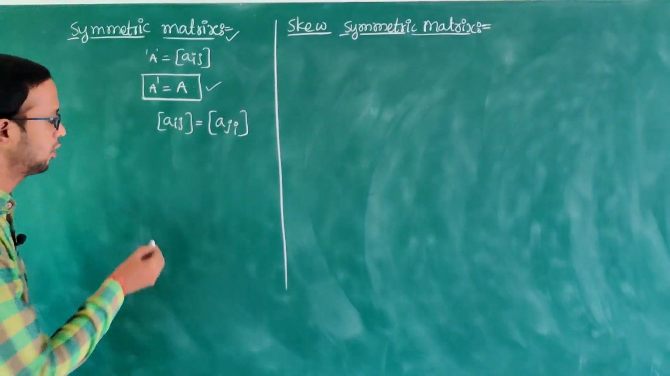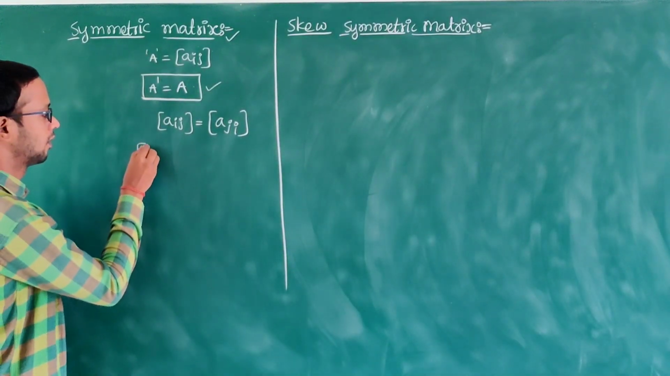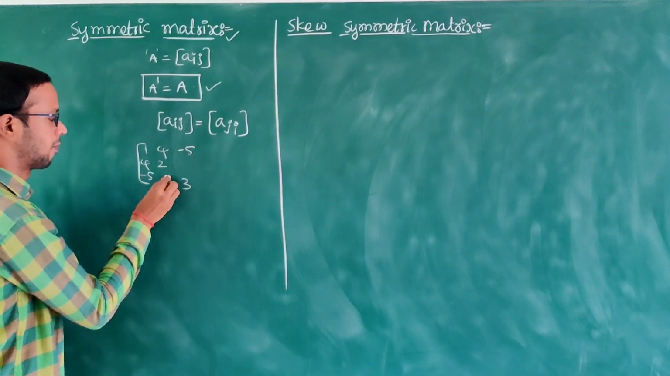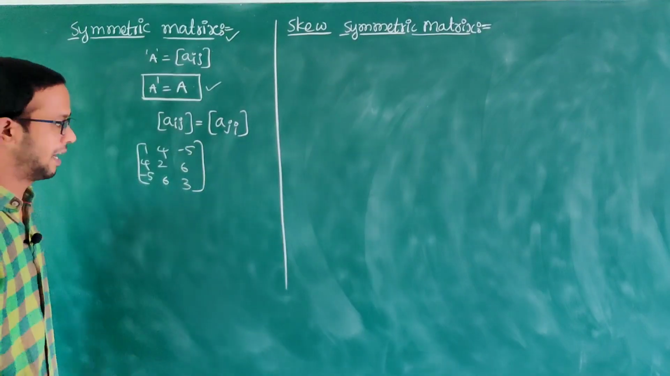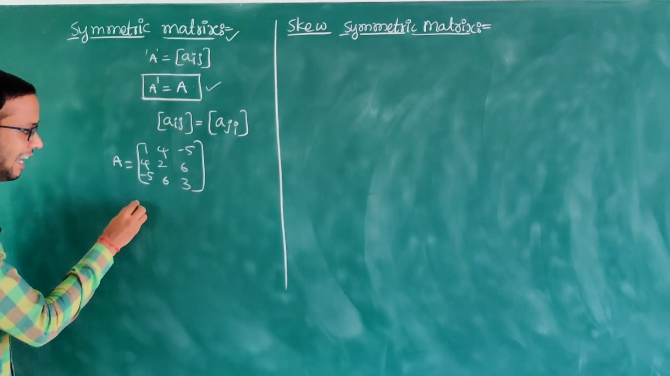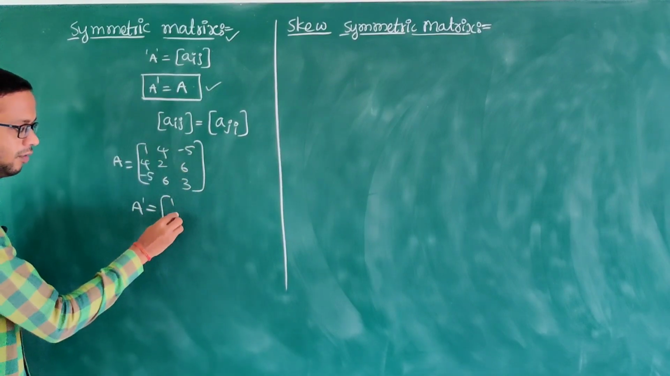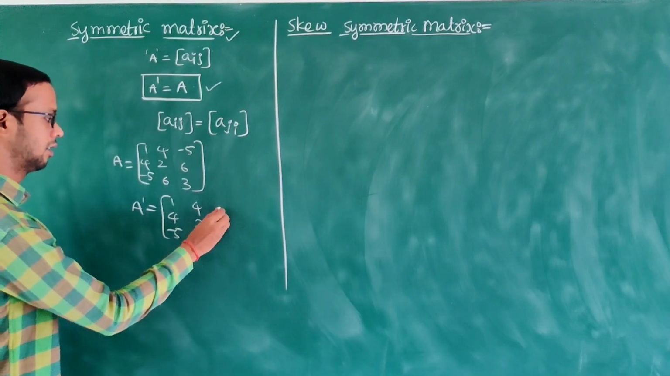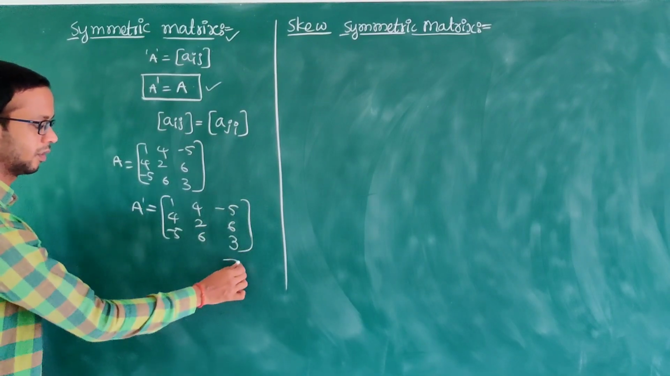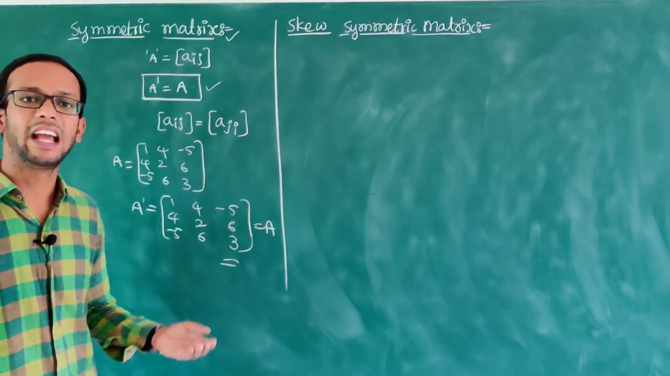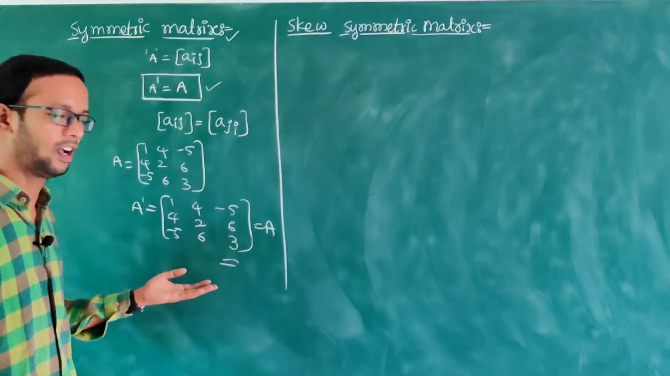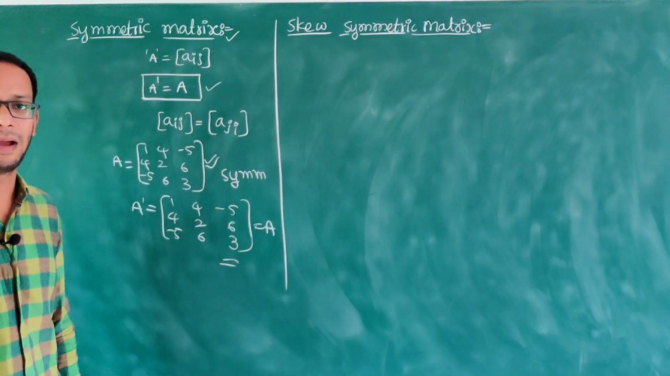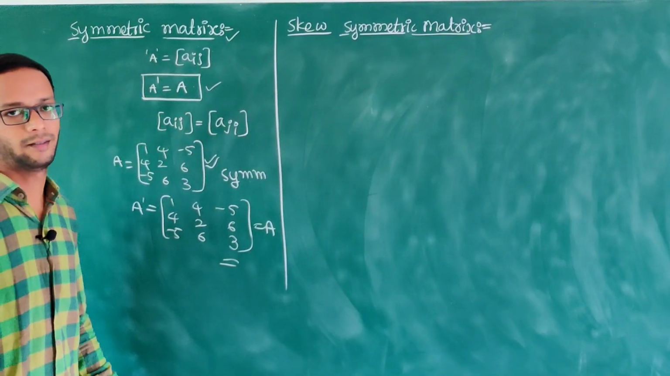So we'll see one example. This is one matrix A. What will you get for A'? 1, 4, -5, 4, 2, 6, next -5, 6, 3. This is A. A' is equal to A. If that condition is satisfied, matrix A is called a symmetric matrix.